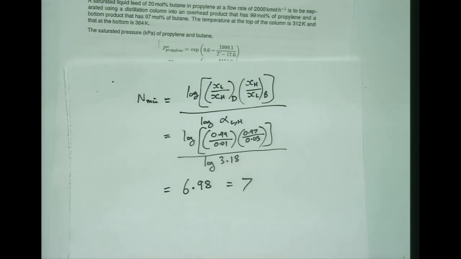You always round up. If N min had come out to be 6.1, what that means, if you think about it, is you need more than 6 stages. So 6 wouldn't be enough, so therefore you must round up to 7.